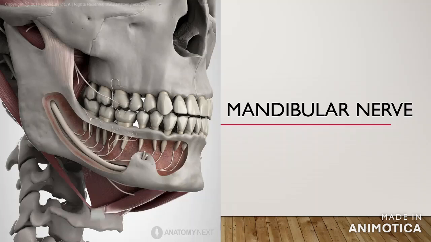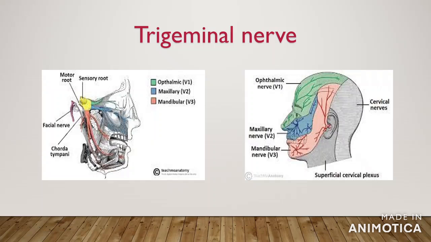So today we will be talking about the mandibular nerve. This mandibular nerve is actually a branch of the trigeminal nerve. The trigeminal nerve gives off three branches: ophthalmic, maxillary and mandibular. Ophthalmic and maxillary are sensory branches and mandibular is a mixed branch. That means it has sensory and motor both.